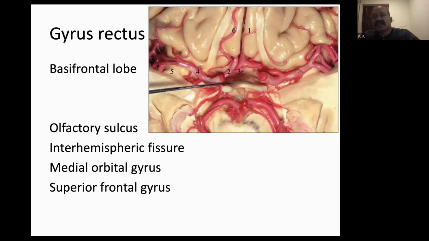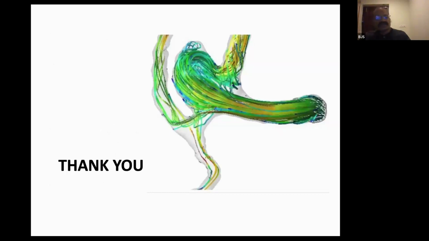And in such situations, you can preserve the orbitofrontal branch, which is marked as 6 here. And you can work between the branches of the orbitofrontal to get adequate resection of the gyrus rectus for a safe ACOM artery aneurysm clipping. Thank you very much.